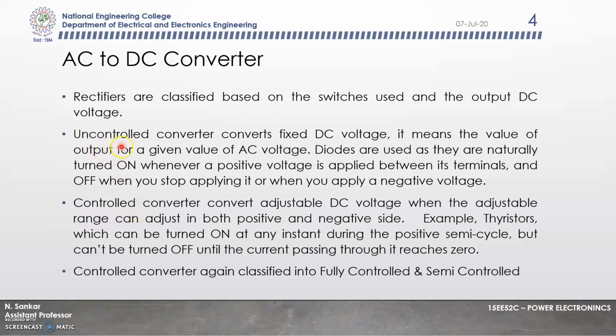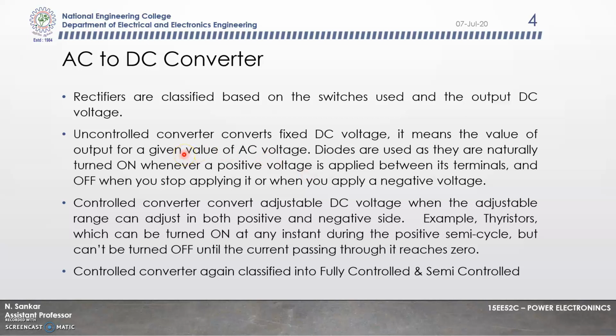In an uncontrolled converter, we get the output DC voltage as a fixed one. For a given AC voltage we get a fixed DC voltage, and mostly we use power diodes. A power diode turns on when the anode voltage is greater than the cathode voltage, or simply when a positive voltage is applied between its terminals. The diode turns on and starts conducting.